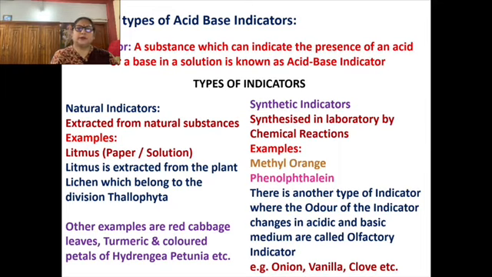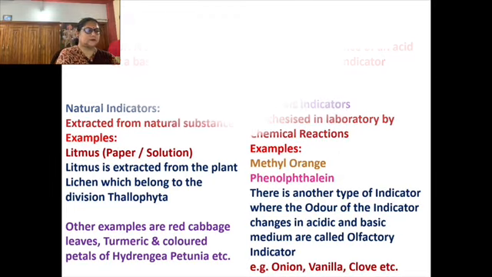So here the main important points: you try to remember the names of different indicators, acid base indicators, natural as well as the synthetic ones, and the color of different indicators in acidic medium and basic medium. So you make one list of the color of different indicators in acidic medium and basic medium.